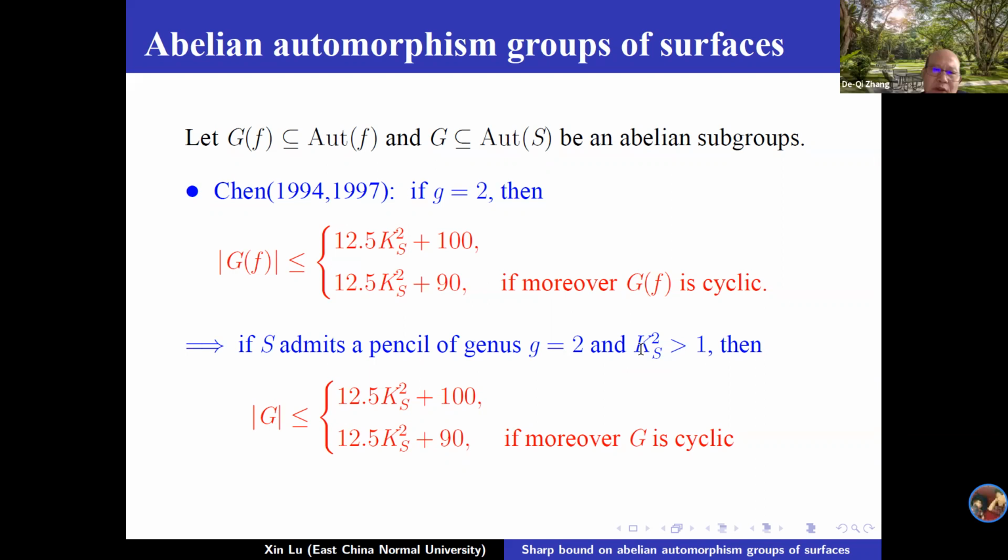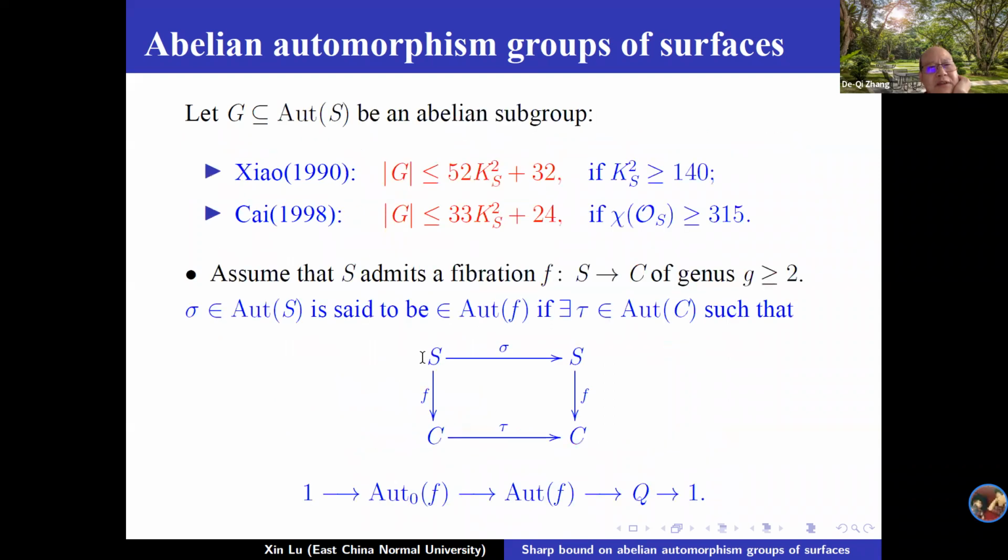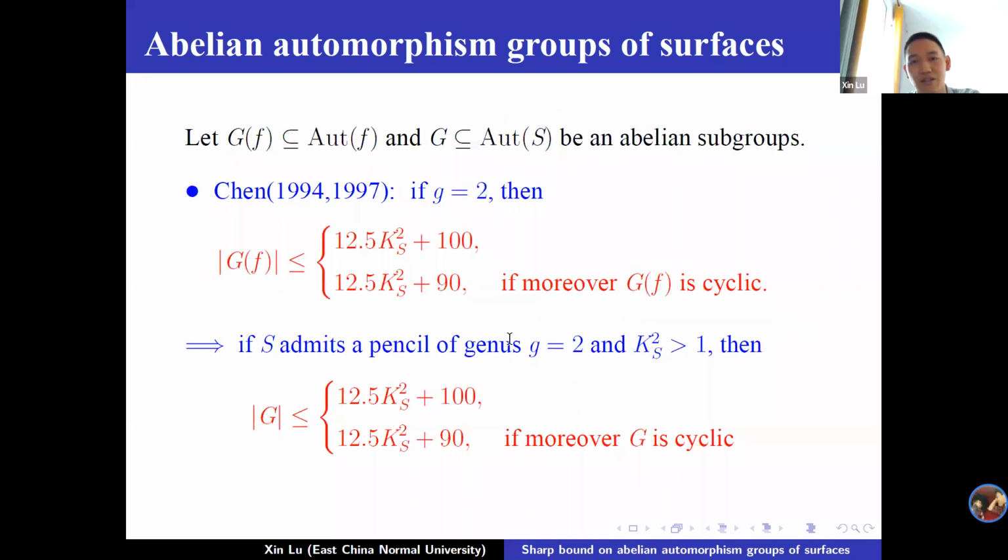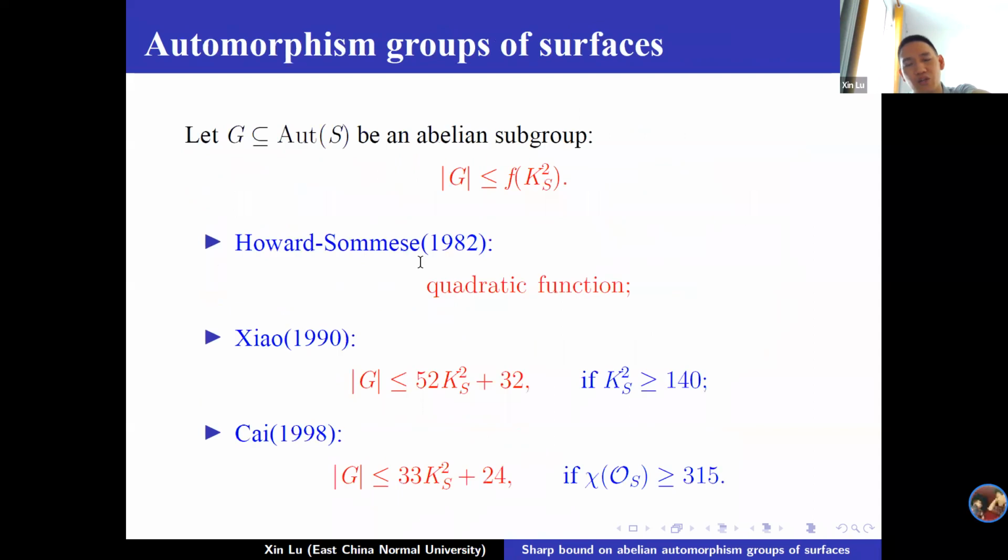Yeah. And Liu Xing, sorry to interrupt you. The pencil may have a base locus. So yes, okay. If K squared is smaller, then the pencil might have a base point. Then if you blow up the base locus, then K_X is not minimal, but in your earlier result you assume S minimal, right? So yes. If you want to bound the upper bound for this abelian subgroup, we always assume S is minimal, because if S is not minimal, then K squared might be negative. So we always assume S is minimal.